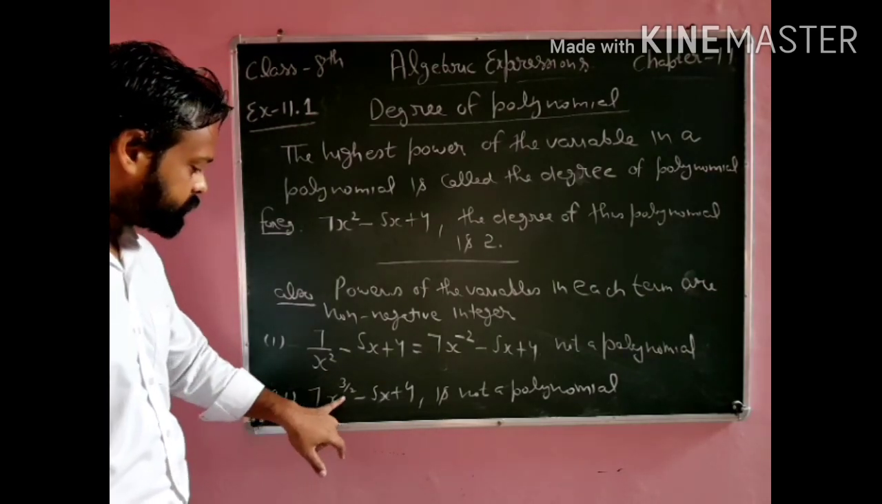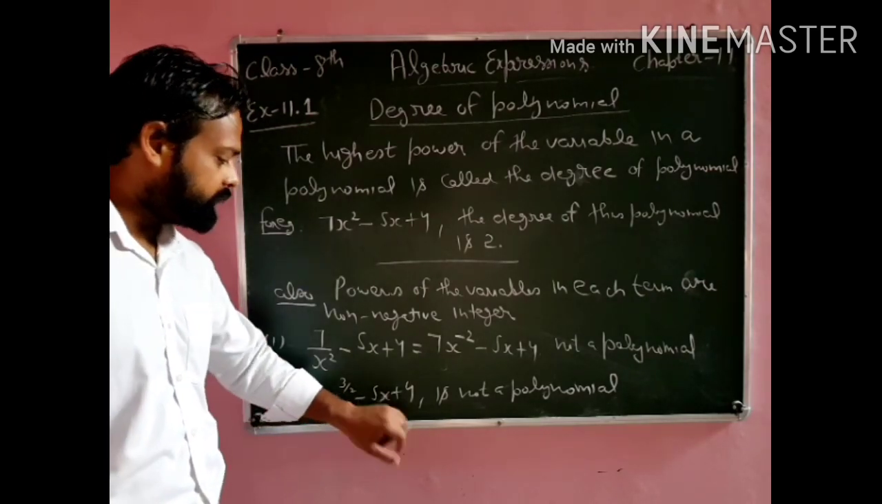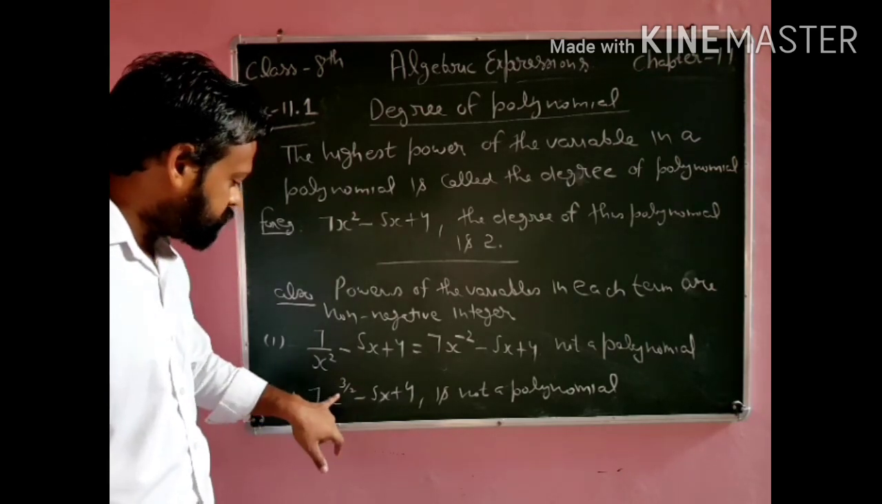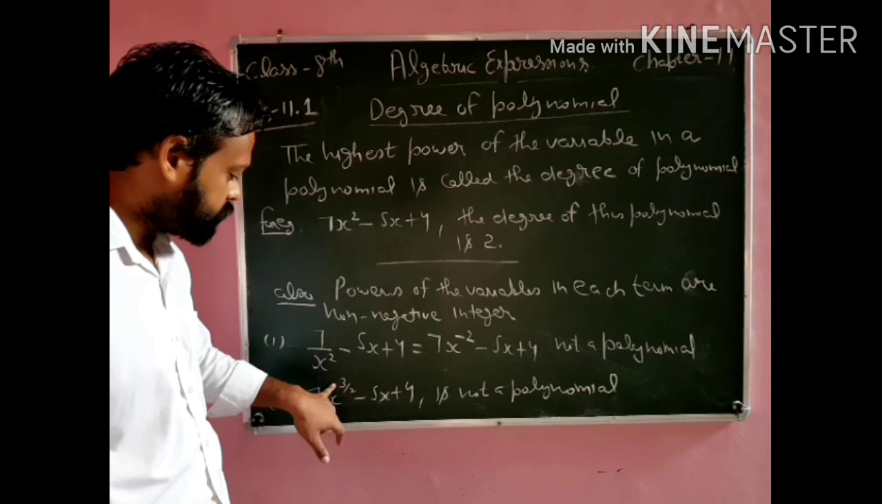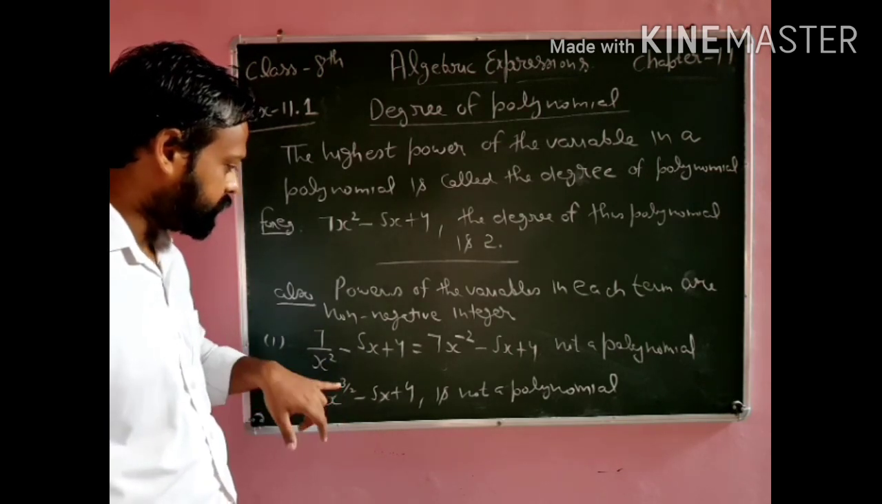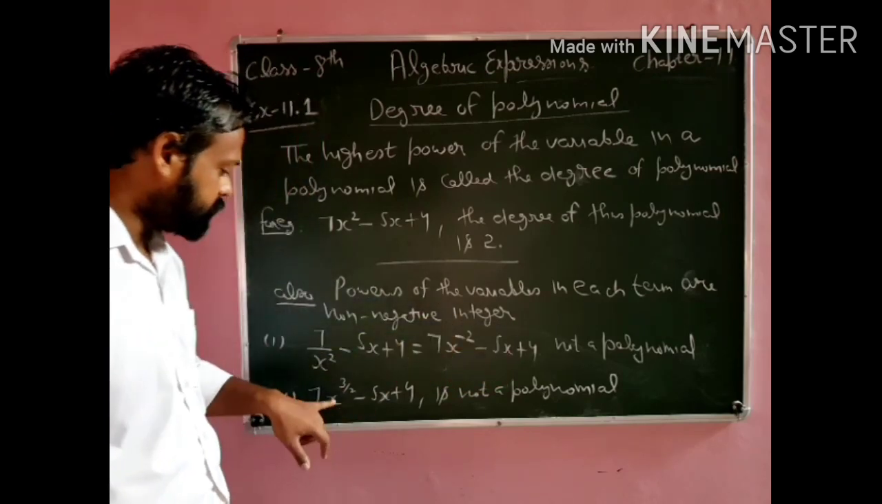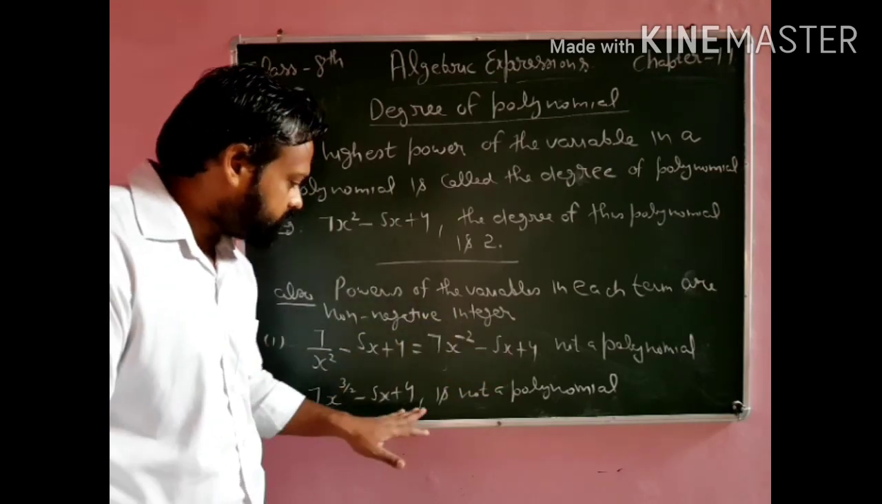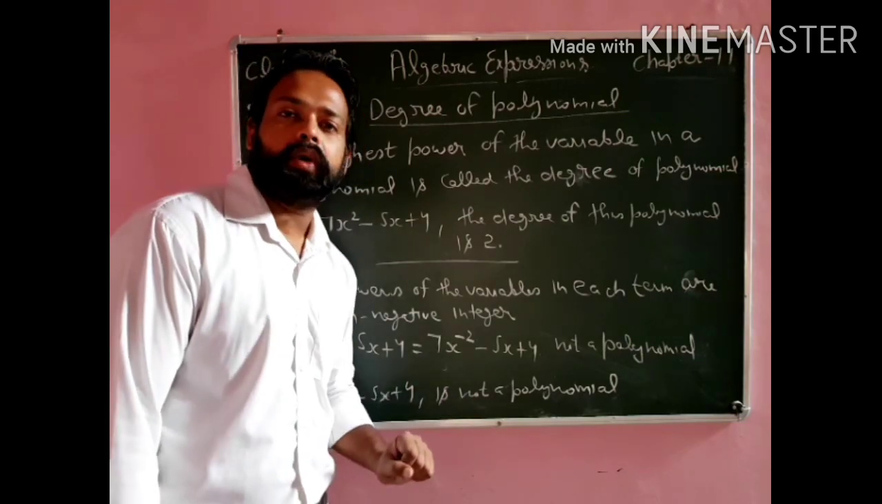This is 7x raised to power 3 by 2 minus 5x plus 4. So you can see in this case, although the power is not negative, meaning it does not have a negative sign, it is not an integer. It is a fraction. It is 3 by 2. So here it is also not a polynomial.